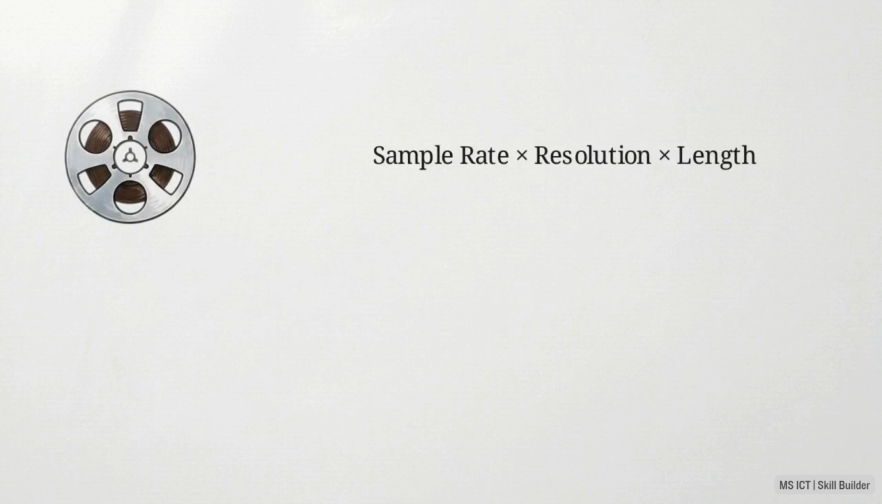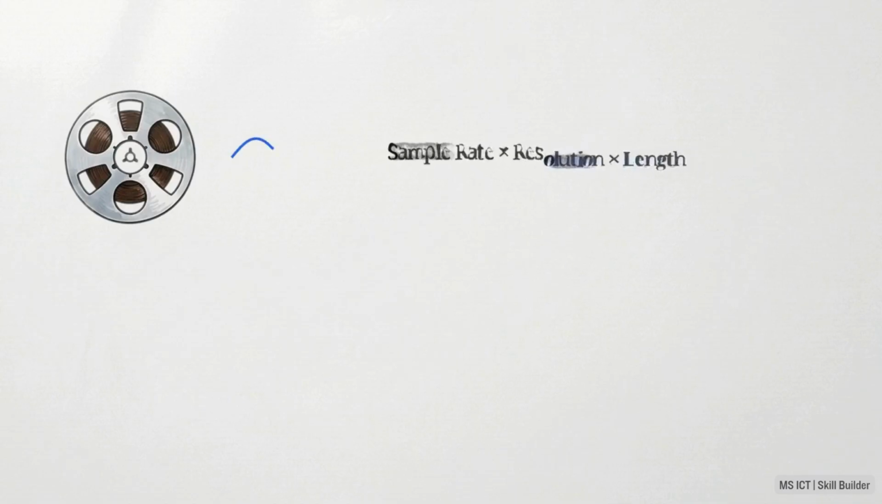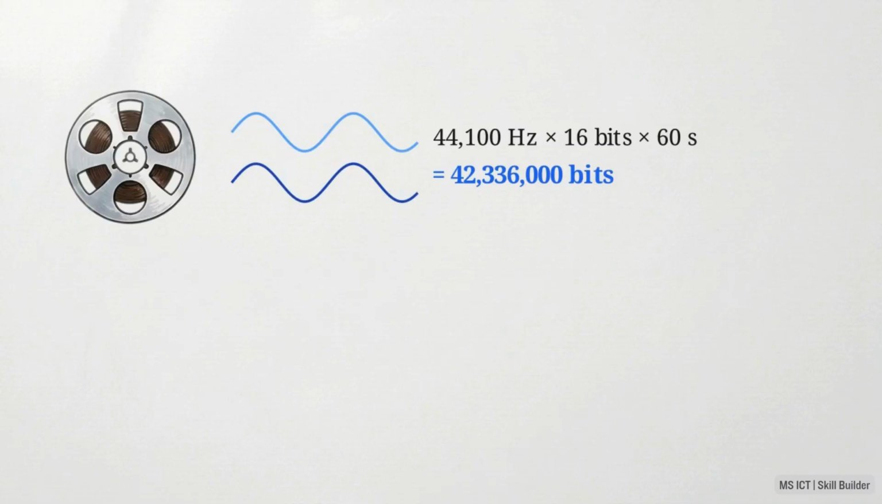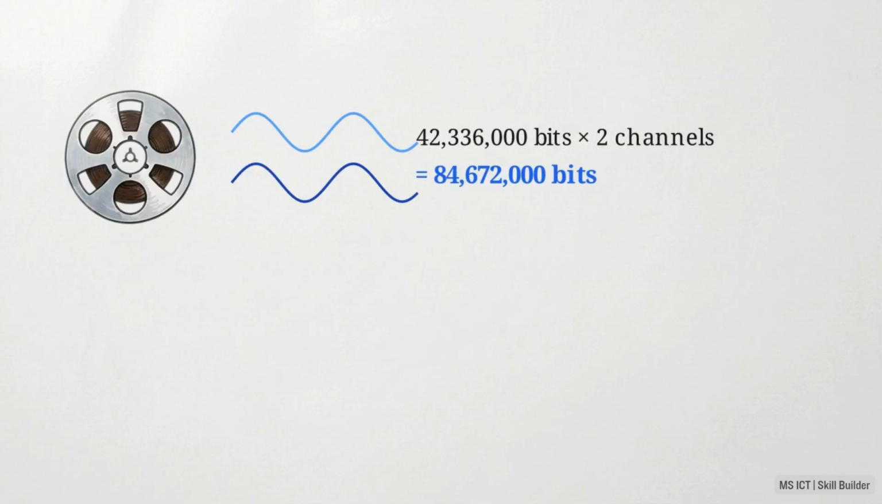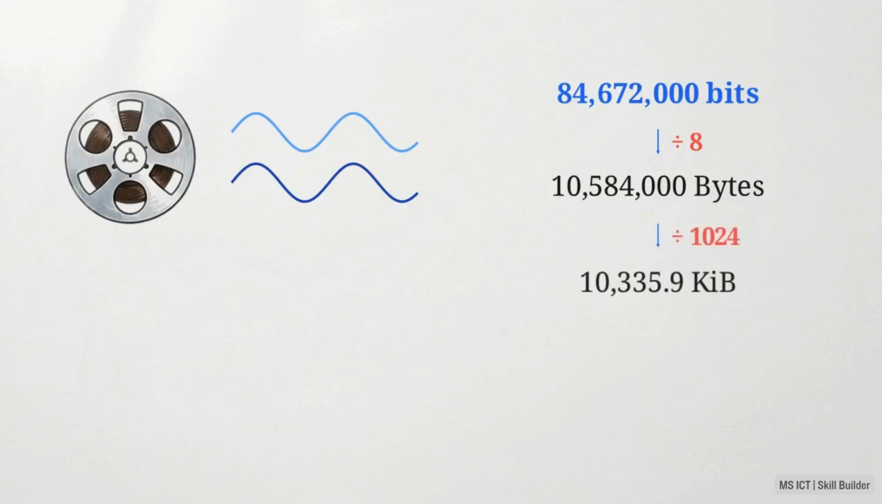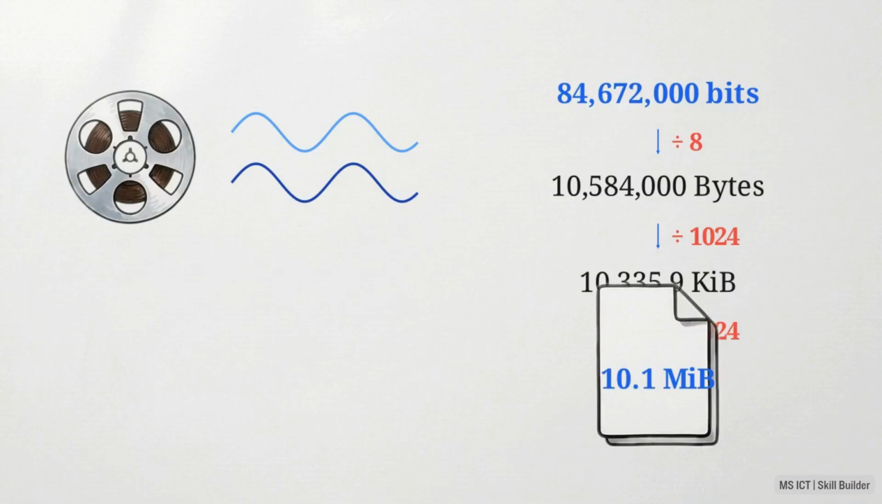We multiply the sample rate by the sample resolution, and then by the length of the track in seconds. For a 60-second clip recorded at 44.1 kilohertz and 16 bits, the result is 42,336,000 bits. If this recording is a stereo track, it uses 2 channels. This means the entire bit count must be multiplied by 2 to account for the additional stream of data. We then apply the conversion ladder once more, dividing the total bits by 8, then by 1024, and 1024 again, reveals a final file size of 10.1 megabytes.